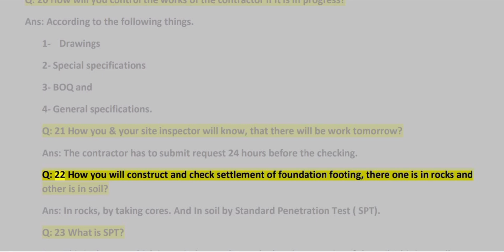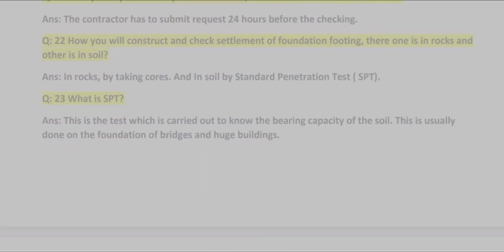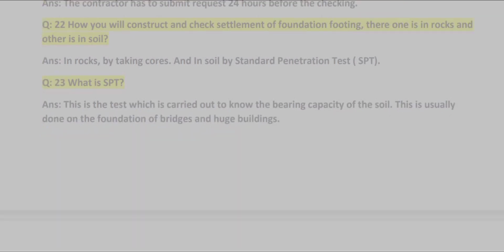Q22 How will you construct and check settlement of foundation footing, where one is in rocks and the other is in soil? ANS: In rocks, by taking cores. And in soil by standard penetration test, SPT. Q23 What is SPT? ANS: This is the test which is carried out to know the bearing capacity of the soil. This is usually done on the foundation of bridges and huge buildings.